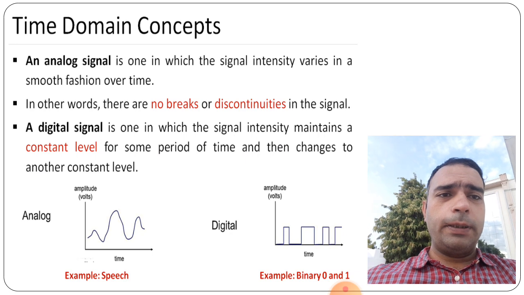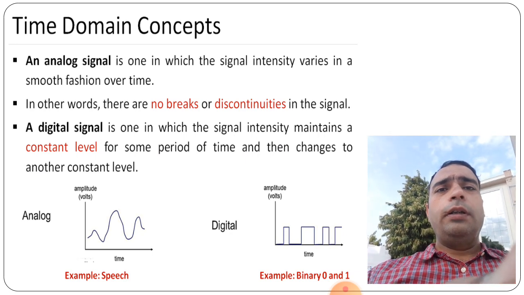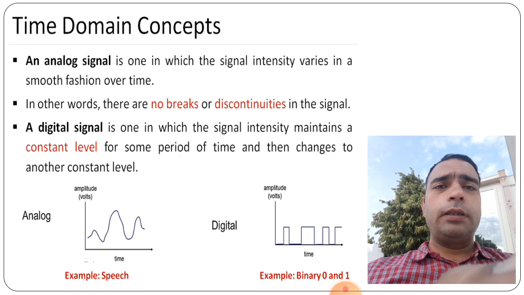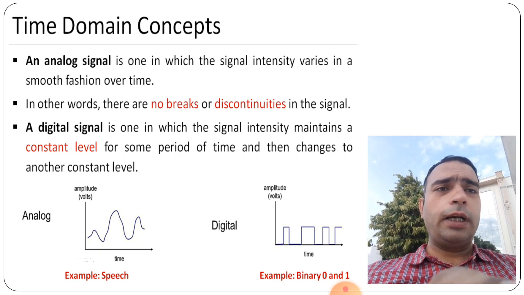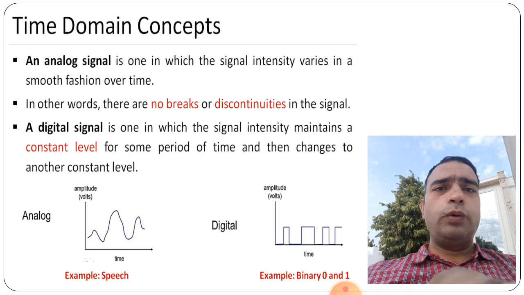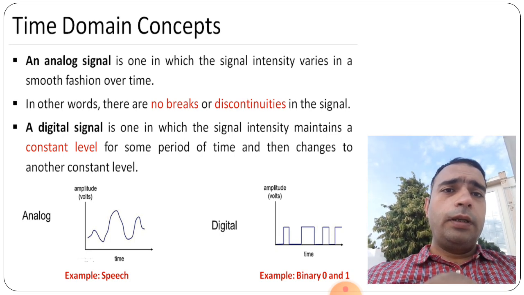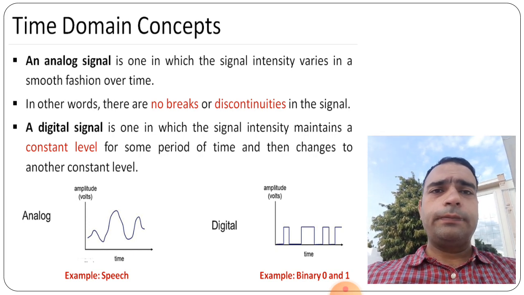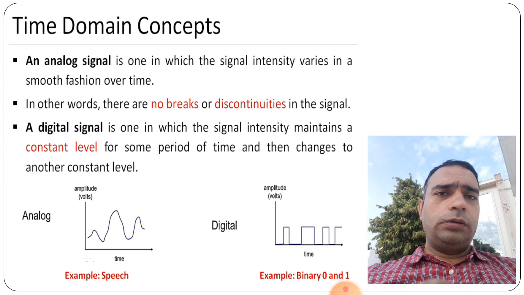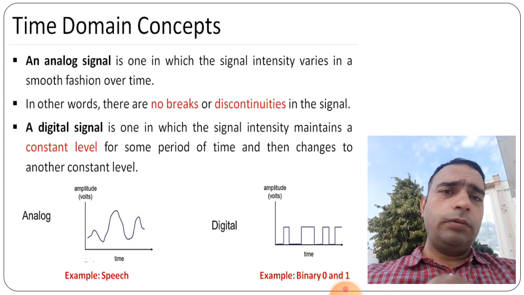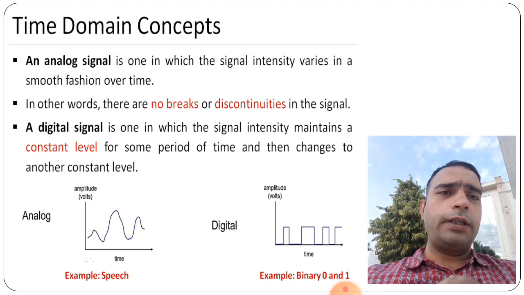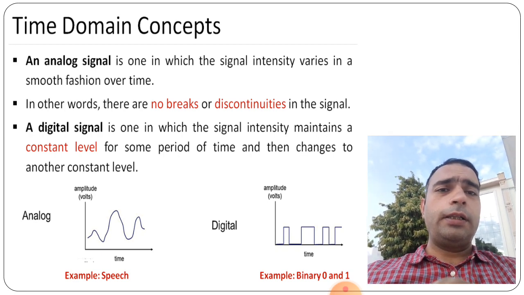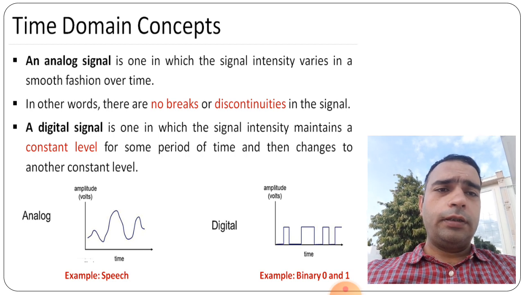Now, the time domain concepts here we will see first, in which there are two different signals, analog and digital. The analog is one in which the signal intensity varies in a smooth fashion over time, and there are no breaks or discontinuities in the signal. So digital is what now? Digital is the one in which the signal intensity maintains a constant level for some period of time and then changes to another constant level.